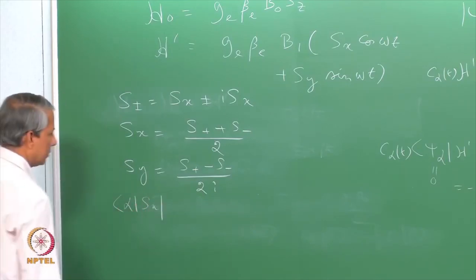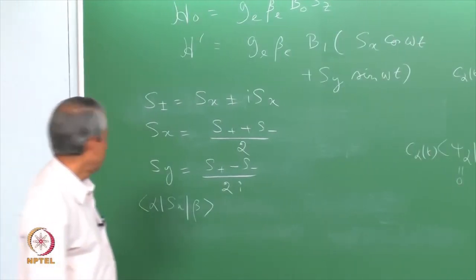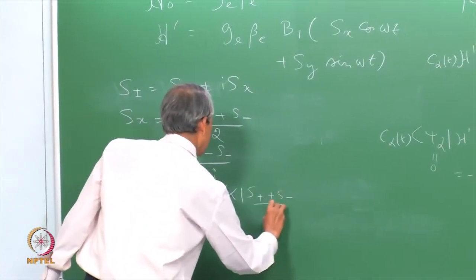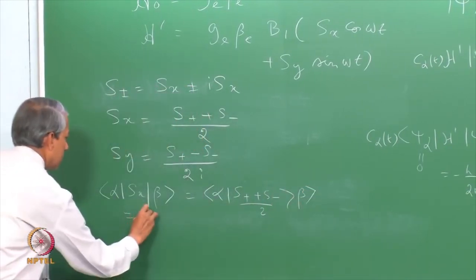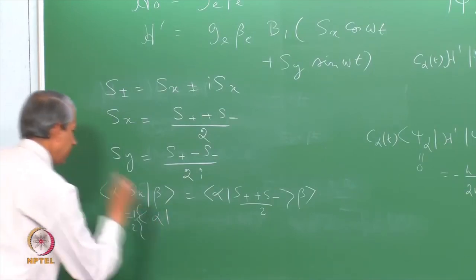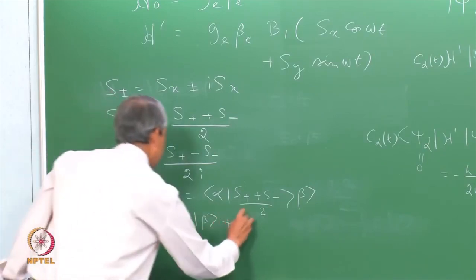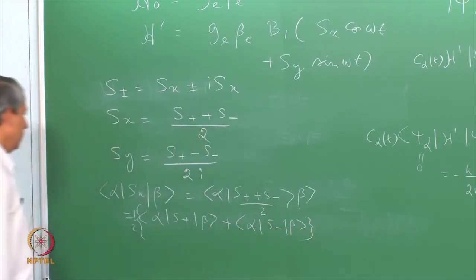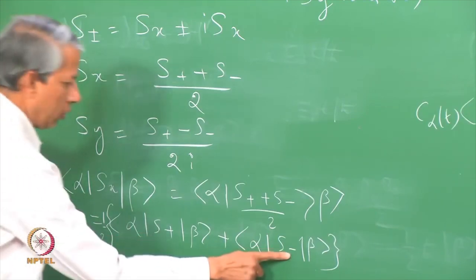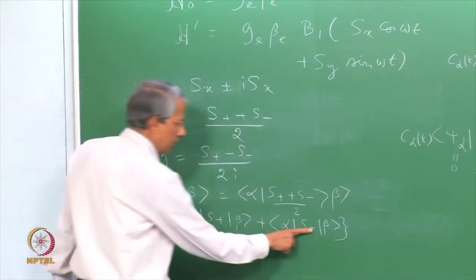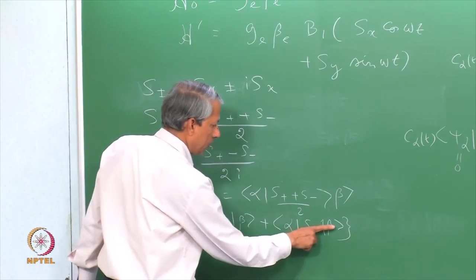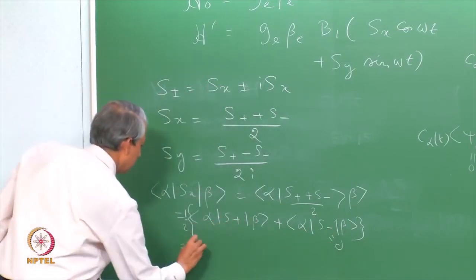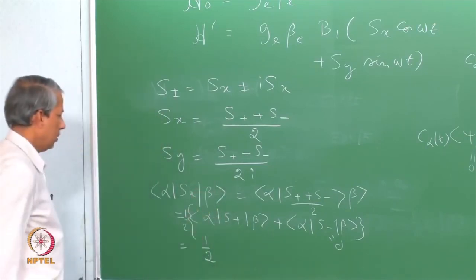So alpha Sx beta will be alpha (S plus plus S minus) by 2 beta. So this gives alpha, half of this. Here, this is the raising operator, this is the lowering operator. So when it raises, it can raise beta to alpha, and the lowering operator S minus operating on beta cannot lower it further, where beta is the lowest state, so this gives 0. Then you can use the property of the operator to get the value; this becomes exactly half.